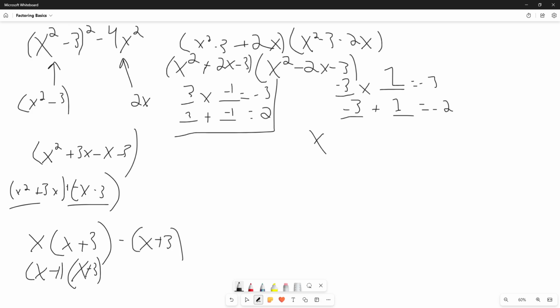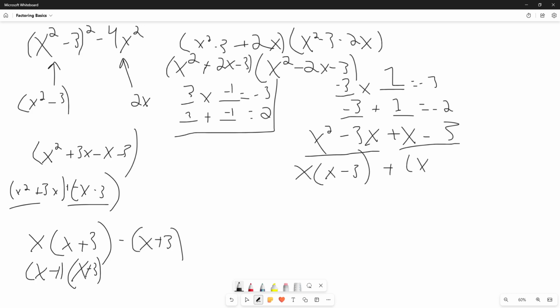Now we can open it up. So x squared minus 3x plus x minus 3. Now we can take out a term from each of the two terms. So x minus 3 plus x minus 3. So then we have here the x, the invisible 1, so x plus 1 and x minus 3. So that comes from your second term.